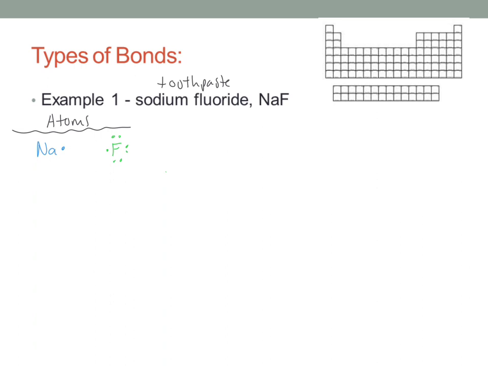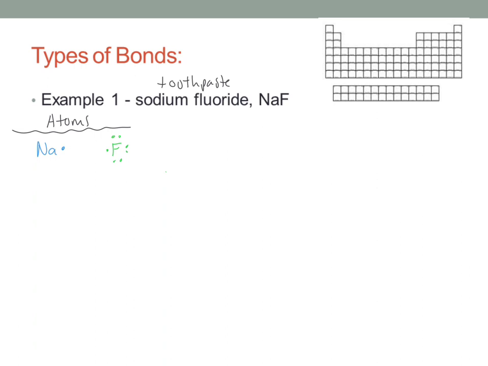And if I ever want to ask myself what type of bond I'm going to form between two atoms, what I really am asking myself is what's going on with their electronegativities. What are the electronegativities of those two atoms? Is there a small difference in electronegativity? Is there no difference at all in their electronegativity? Or is there a really large difference in electronegativity?